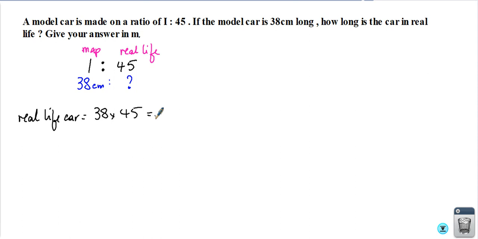You can always, of course, use your calculator to work that out. Which gives an answer of 1,710. These are centimeters. But we are told to give our answer in meters, so we should change that to meters. To change to meters, I have to divide by 100. So the car is 17.1 meters long.